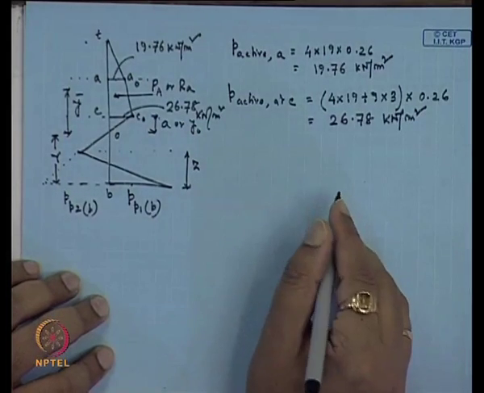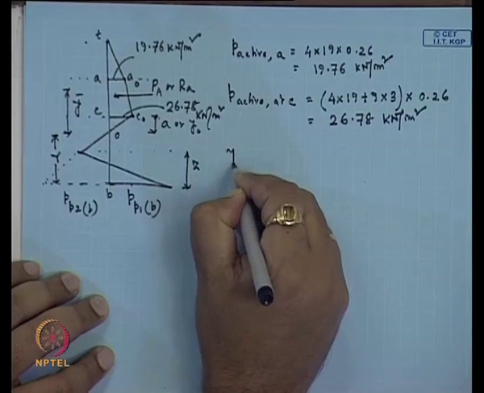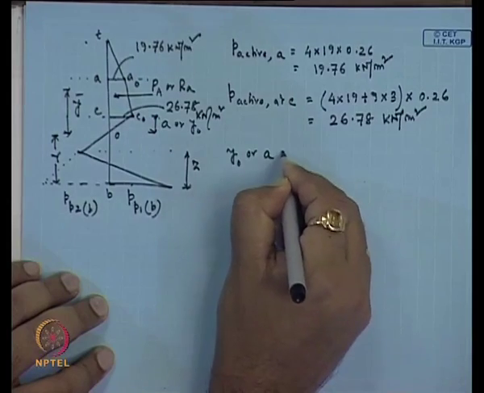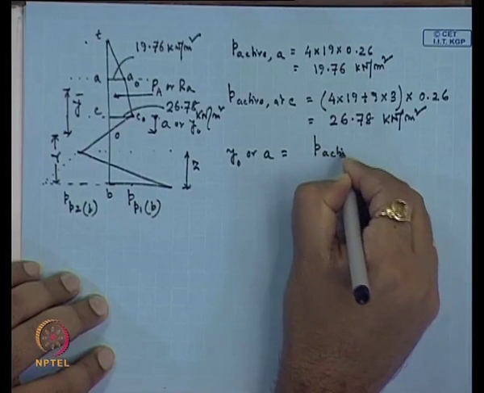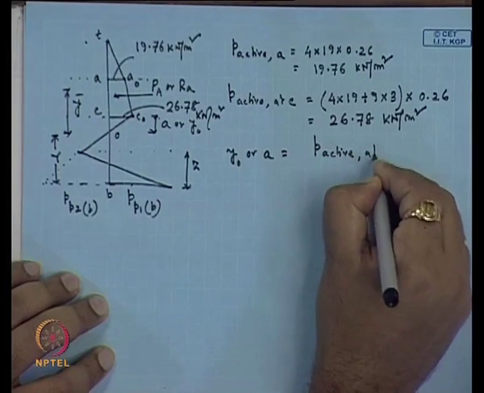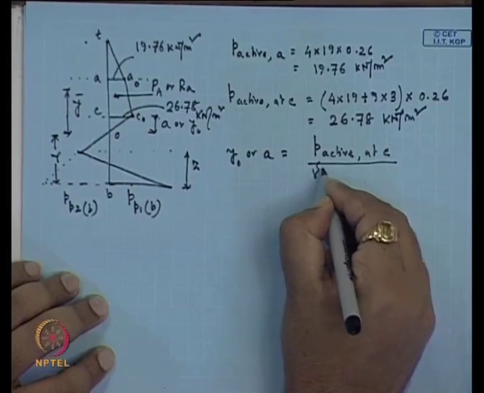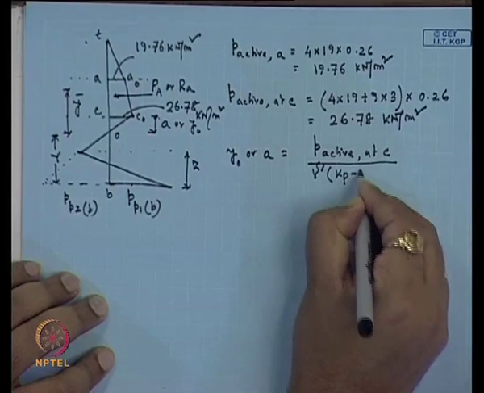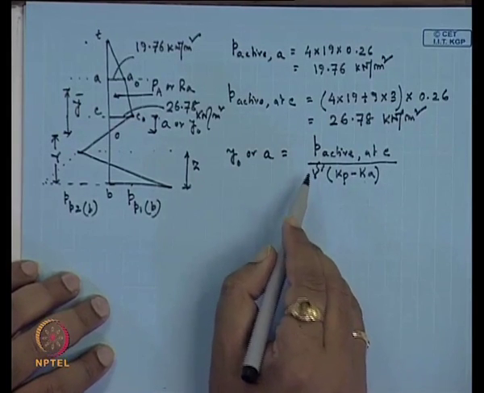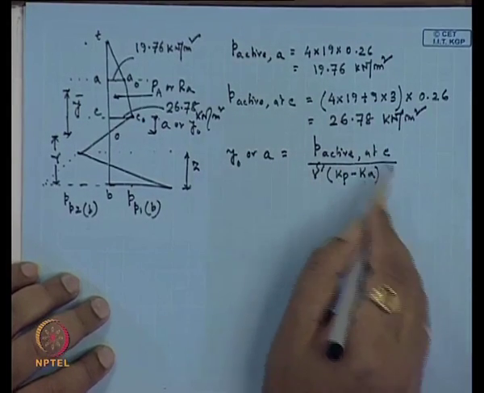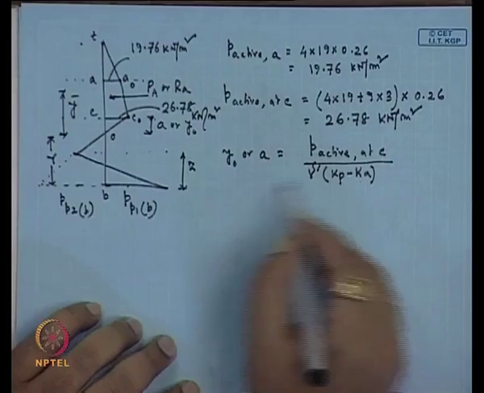The next one, we have to determine the A value or y 0 value. So, y 0 or A is equal to P active at C point divided by gamma dash into K P minus K A. This expression I have already derived in the last class. So, from that expression, if we use it, then we will get the A value.